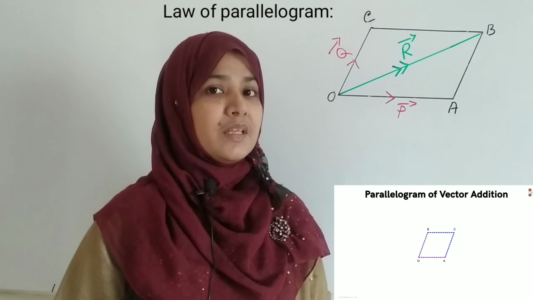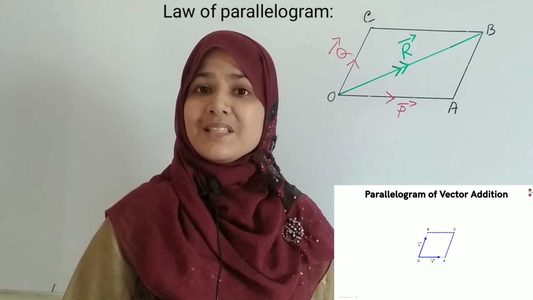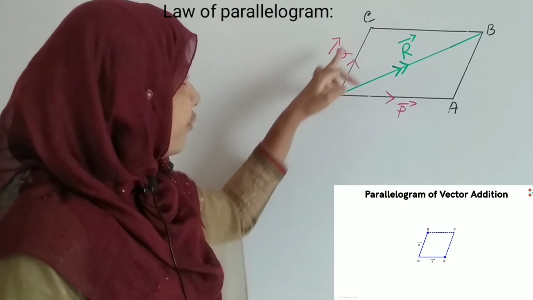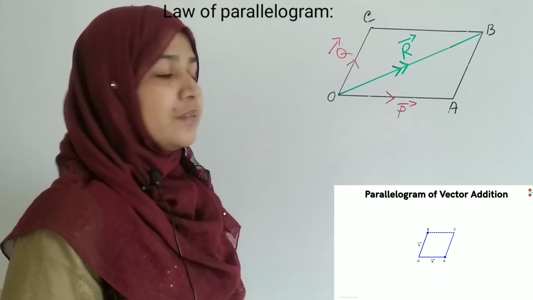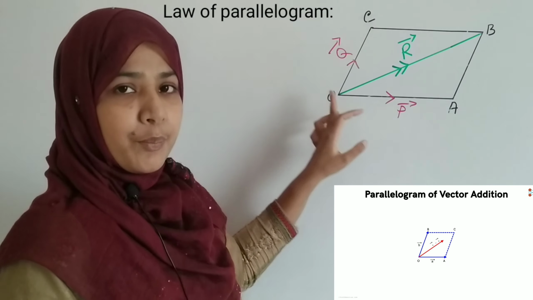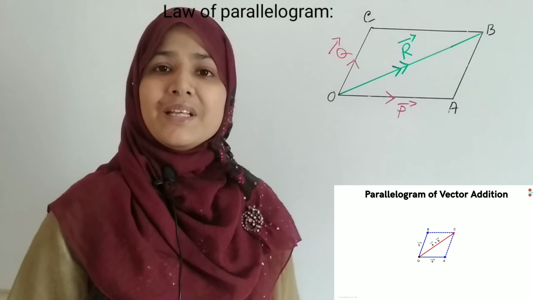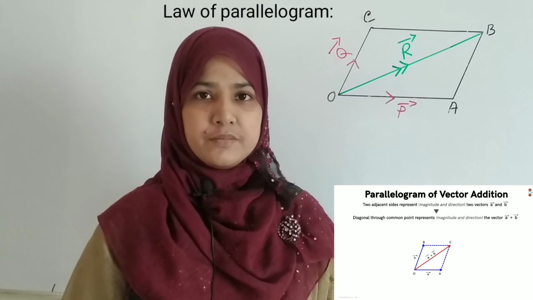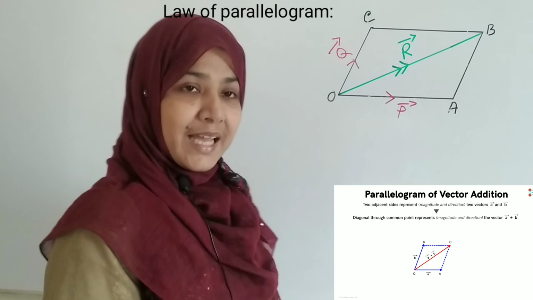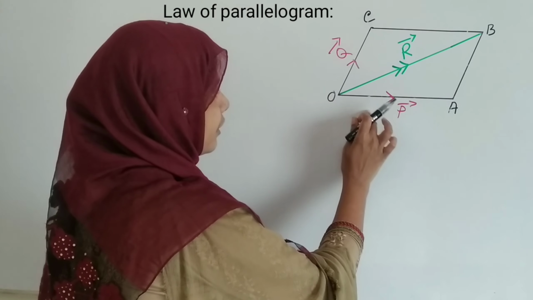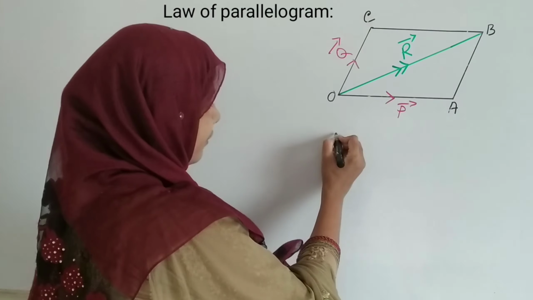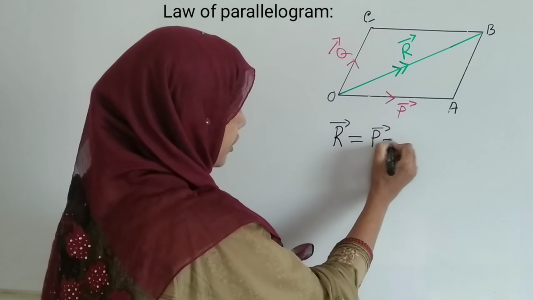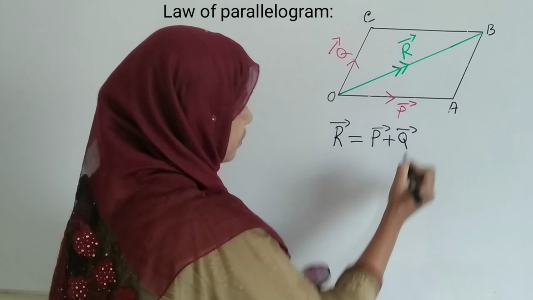The law of parallelogram is: if two similar type of vectors are represented by both magnitude and direction by the two adjacent sides of a parallelogram, then the diagonal through the intersection point of these two vectors will represent the resultant of these two vectors by both magnitude and direction. That means we can say that the R vector will be the resultant of P and Q. That means R vector equals P plus Q.